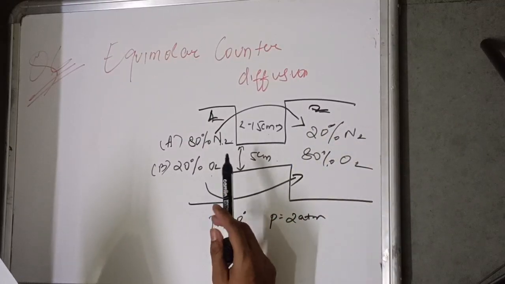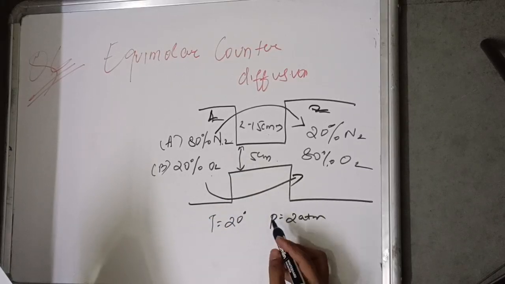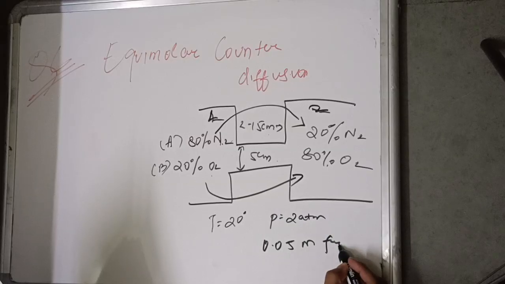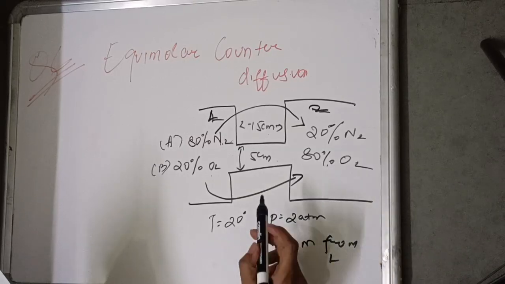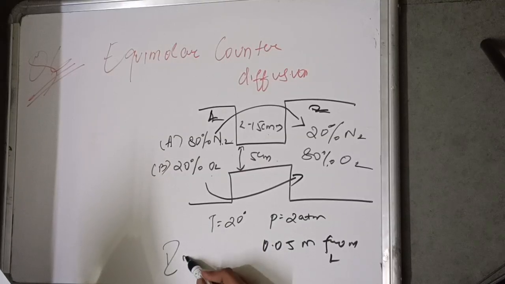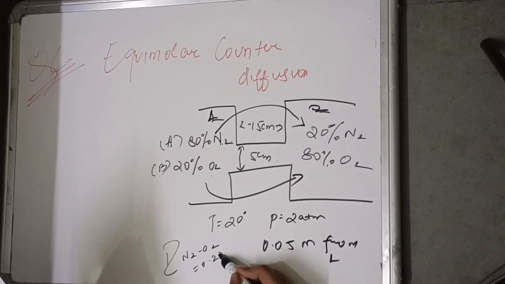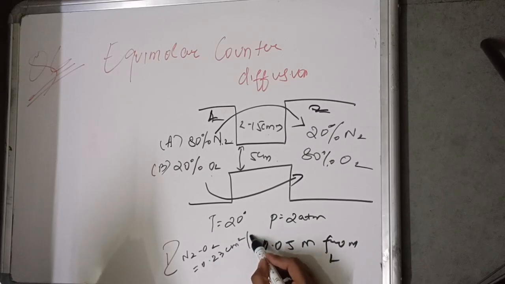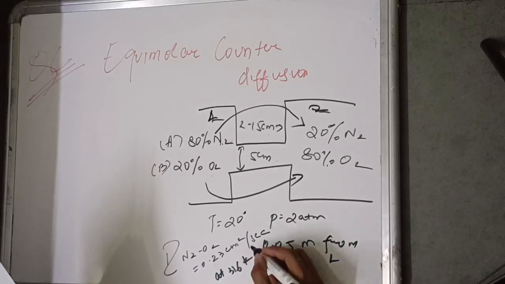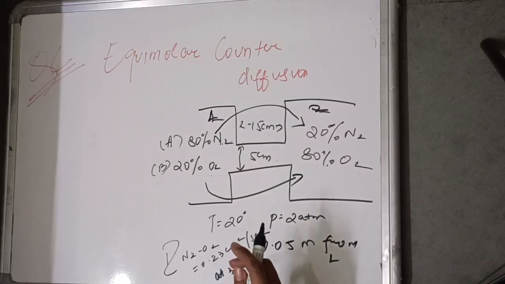The partial pressure of N2 and its gradient at a point 0.05 meter from vessel 1. The net flux with respect to a stationary observer. The diffusivity of N2-O2 is given as 0.23 centimeters square per second at a temperature of 316 Kelvin. Okay. Now let's start.